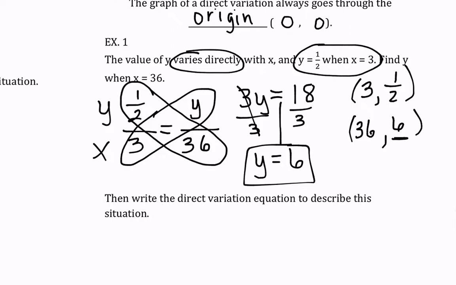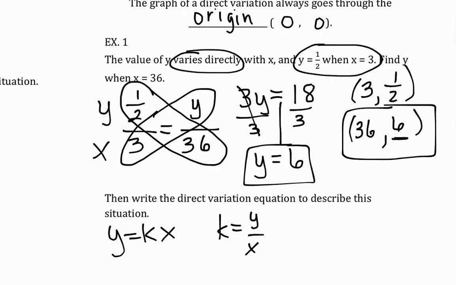Okay, it wants me to write the direct variation equation, which remember is y equals kx. Well, an easy way to find k is to take the y of a point and divide it by the x. It doesn't matter which point you use. I'm going to use this point right here, just because I don't like fractions. So I'm going to take the y, which is 6, and divide it by the x, which is 36. 6 divided by 36 is 1/6. So that's my k. That's this guy.